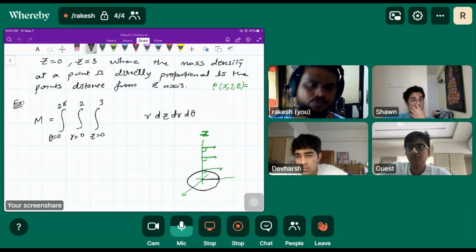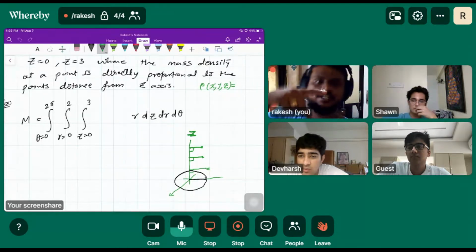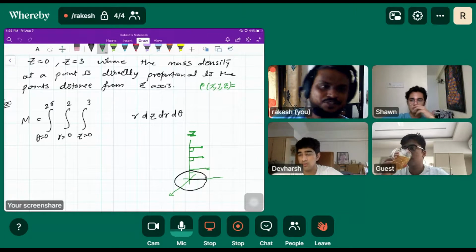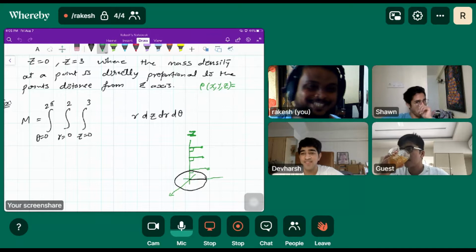Sir, didn't I say square plus square? You said root x square plus y square. But as soon as I tell you it's correct, you just back out from that answer.